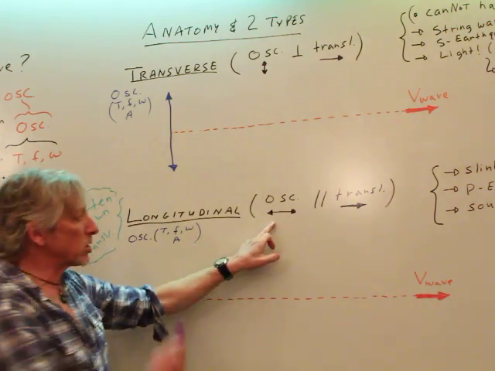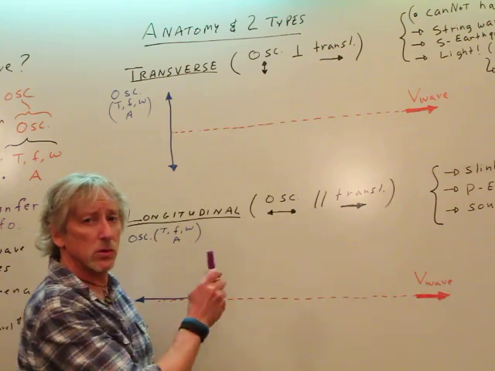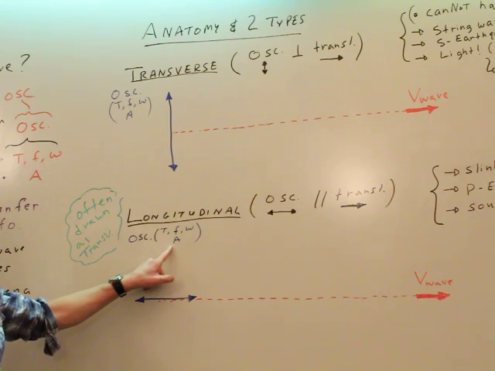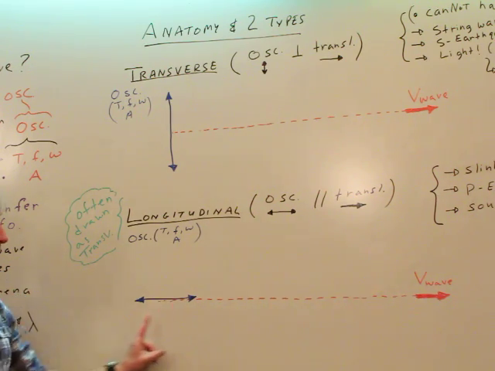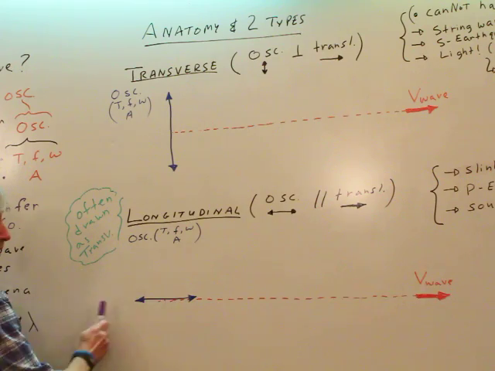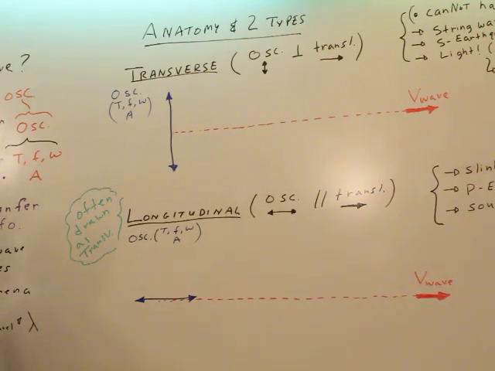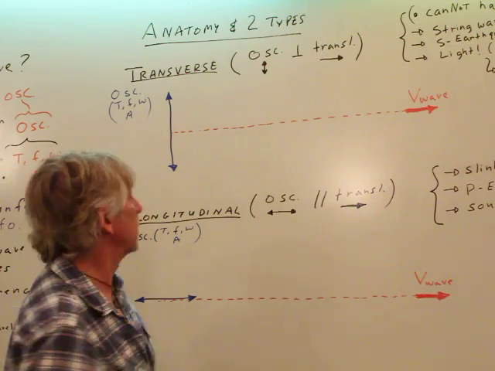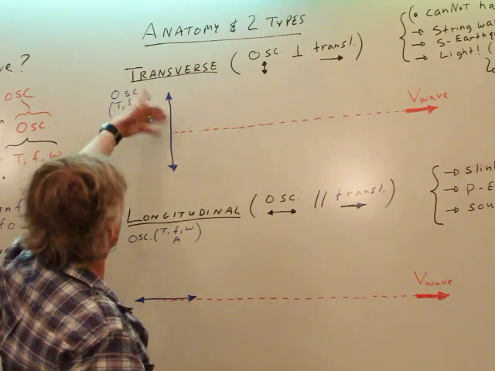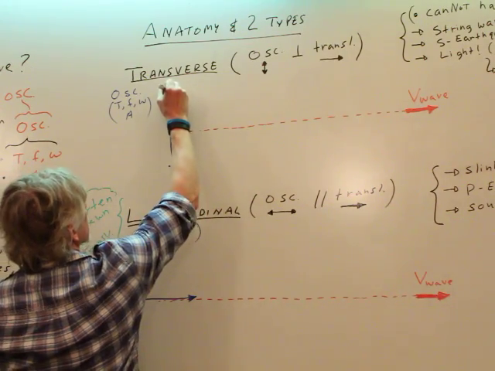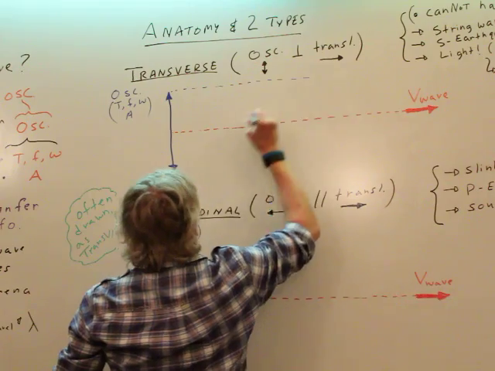Longitudinal, the oscillation is parallel to the translation. Again, oscillation, rate of oscillation, and amplitude. Back and forth this way now if I'm traveling that way. Oscillation, and then I travel with the wave speed. So let's put those together and see what we've got. If we do this, we can start anywhere we like. Let's start here. I'm going to go along here.